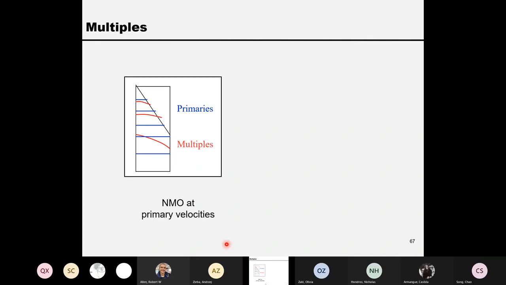In normal NMO, what we do is try to make these reflection events completely flat. This is what we try to do. But if we use the true NMO velocity, the multiples here in red are undercorrected because the velocity is too high, higher than the water layer velocity. So that's normal NMO.